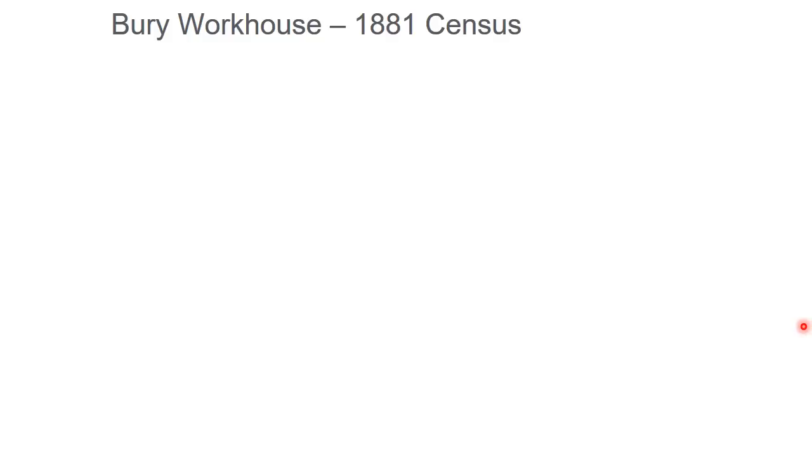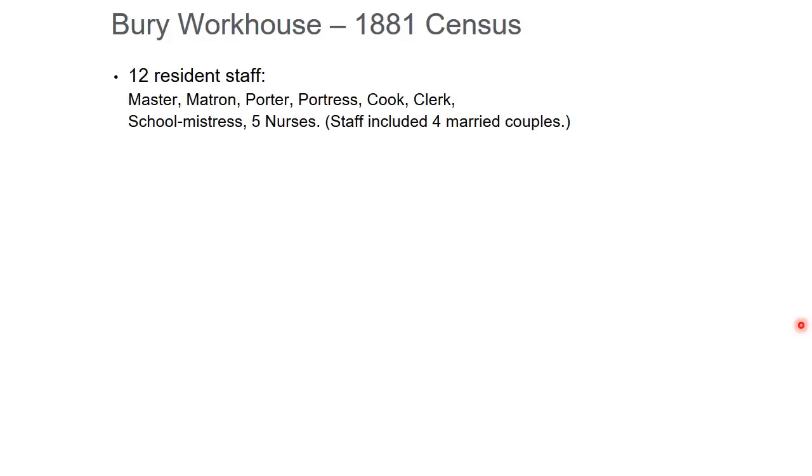And in the census itself, lots of interesting information, of course. We're going to look at the Bury Workhouse Census for 1881. We've got 12 resident staff, the master and matron, porter and portress, cook, clerk, schoolmistress and five nurses. And interestingly, there were four married couples amongst the staff. The master and matron, the porter and portress, the cook was married to one of the nurses, and the clerk was married to a nurse. We've got 622 inmates in residence.